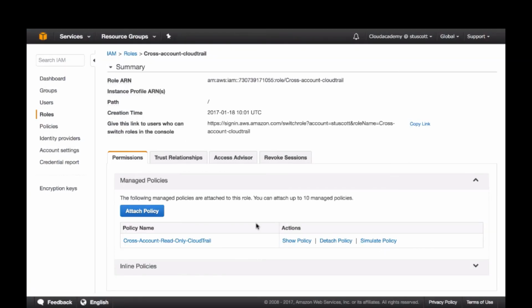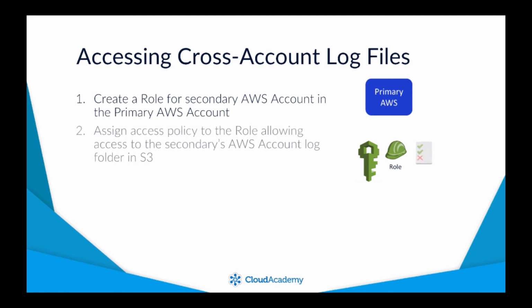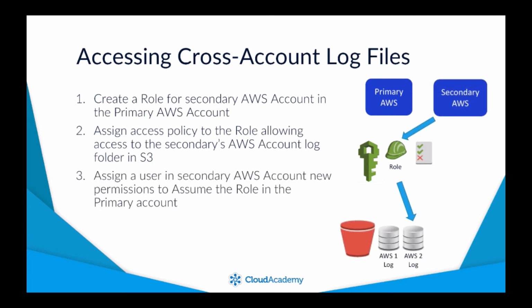So if we come out of this, let's just have a quick recap of what we've achieved so far. We've created a role in our primary account for our secondary account access. And we've also assigned an access policy to this role in order for the secondary AWS account to access the relevant folder in S3. So now what we need to do is assign a user in the secondary account and then apply the permissions to that user to enable them to assume the new role in the primary account. So let's go ahead and do that.